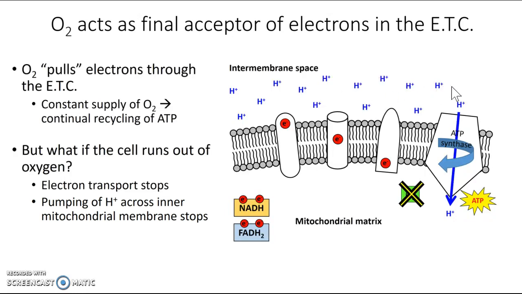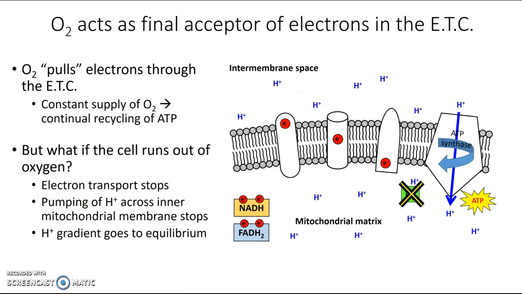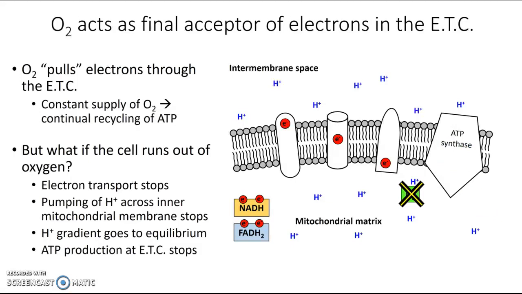But these hydrogens here can still flow through ATP synthase down their concentration gradient. At a certain point, it's going to go to equilibrium because enough of them are going to flow through so that the numbers are equal on either side of the membrane. And when that's the case, no more are going to flow through, the rotor will stop turning, and no more ATP is going to be made. So at this point, ATP production in the electron transport chain would stop.